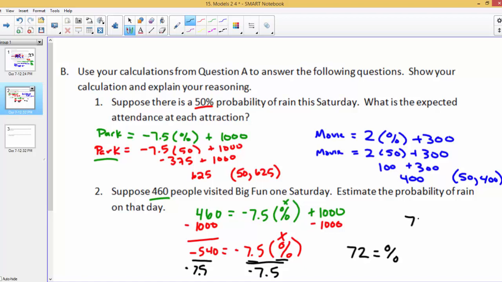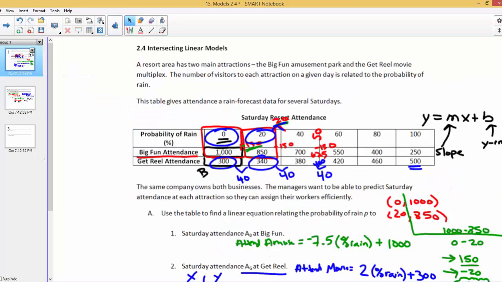So if there's a 72% chance of rain, 460 people will be at the amusement park. That's the ordered pair solution. In fact, you can go back to the table, and 72 would be 460. That makes sense.